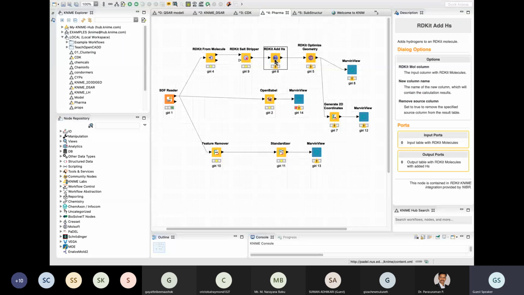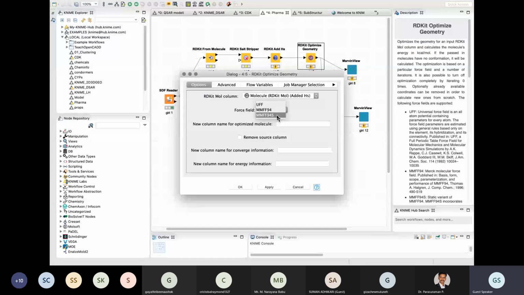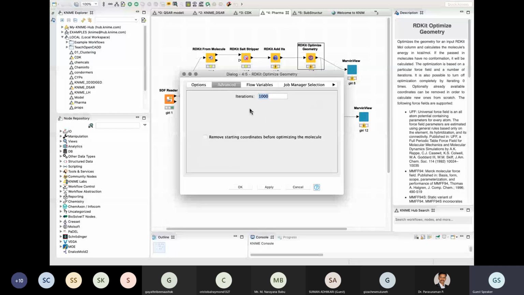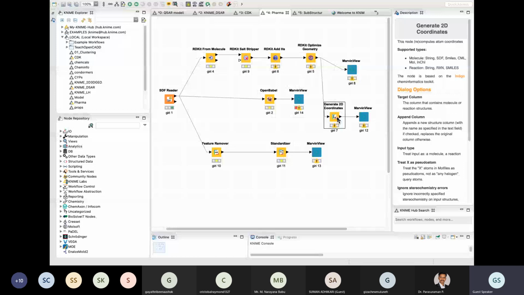If you double click, you can see which force field is to be used for conformation generation, or sorry, optimization. You can give a new name for the optimization, and you can also give how many iterations you require. If you have a large data set, then give at least 3000. For smaller ones, 1000 is fair enough. And if you already have a 3D structure but want to generate a 2D structure, that is also possible. You give the optimized 3D structure, and you can generate a 2D structure.